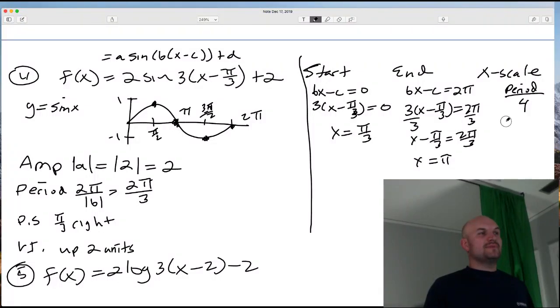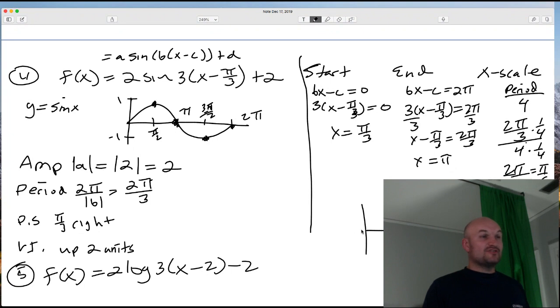So our period was 2 pi divided by 3. If I divide that by 4, I think it's divided by 4. Yeah. Divided by 4, that's the same thing as multiplying it by 1/4, which is going to be 2 pi over 12, which is equal to pi over 6. Okay, so here's what this graph is going to look like.